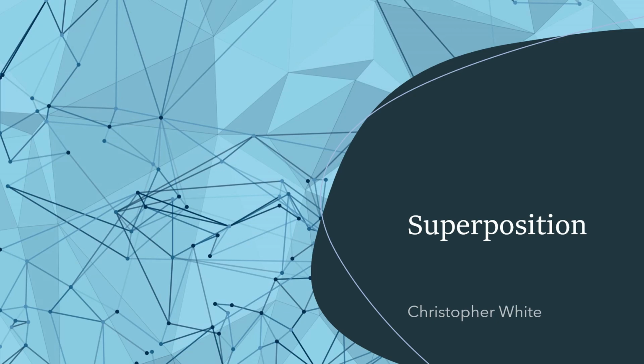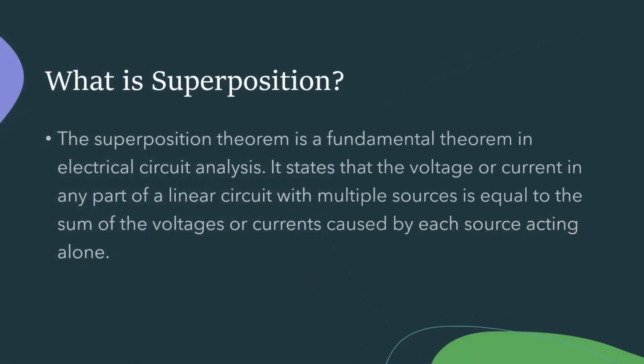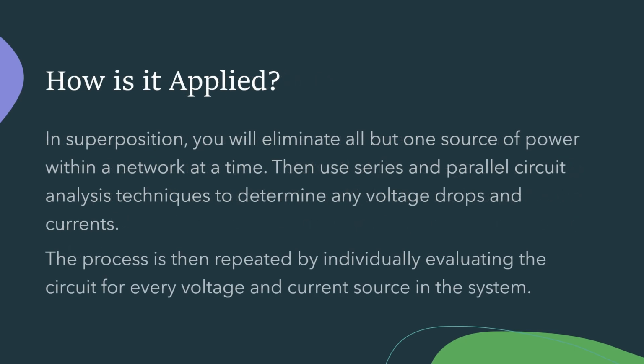To a video on superposition. Now, what is superposition? Well, it is one of the fundamental theorems in electrical circuit analysis. It states that the voltage or current in any part of a linear circuit with multiple sources is equal to the sum of the voltages or currents caused by each source acting alone. Now, what does this mean?